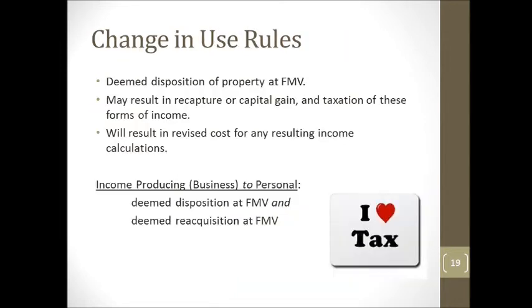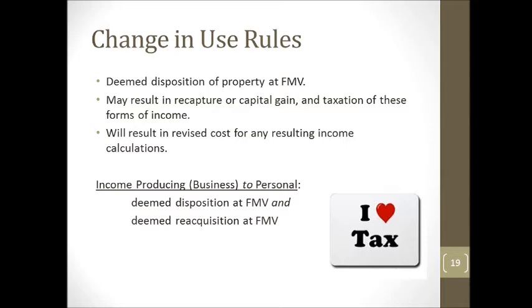Flipping slides, we're now going to switch our discussion to the change in use rules. The basic premise here is that when a property is used to produce income, is converted to some other use, let's say personal use, or conversely, when the opposite happens, when a property was held for personal use and then was converted into business use, there's a deemed disposition for tax purposes. And this deemed disposition is said to take place at fair market value. So let's review the two common scenarios where these change in use property rules would apply.